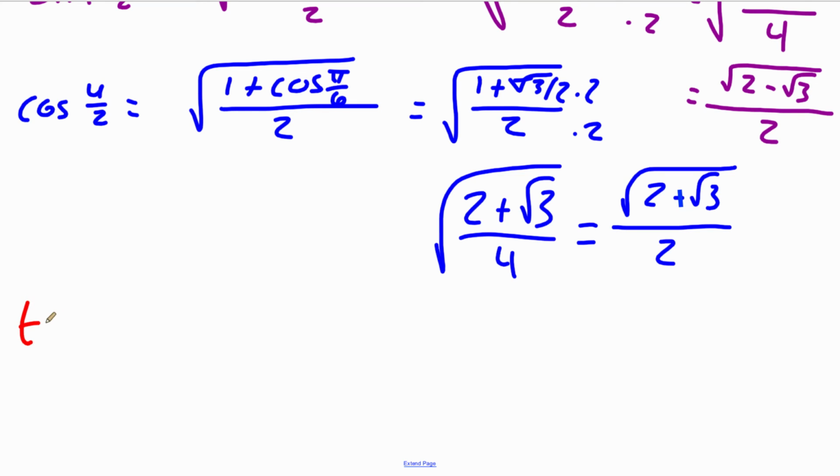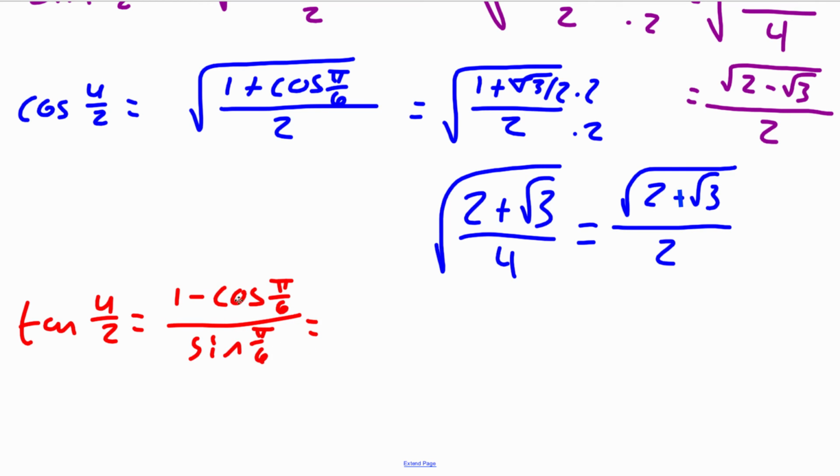Last thing we have to do is the tangent of u over 2. So we've got a couple of different formulas that we can use here. I'm going to use the one that says 1 minus the cosine of u, which is pi over 6, over the sine of u. Now we've got two values we need to pull off of the unit circle. The cosine of pi over 6 we've been using a lot. That's root 3 over 2. And the sine of pi over 6 is going to be 1/2.